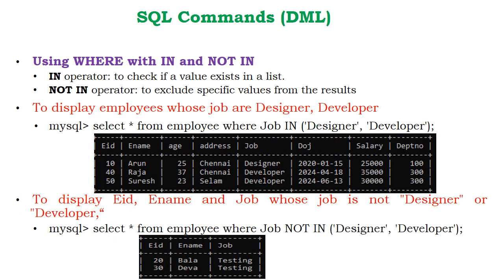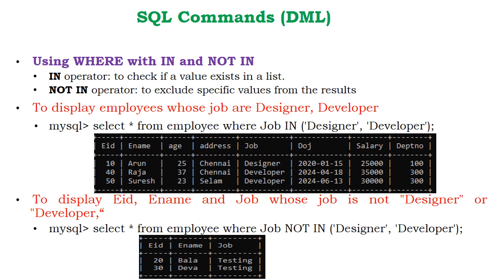Next one is IN and NOT IN. These are membership operators. The IN operator checks whether the values exist in the list. NOT IN excludes the specific values from the result. For example, to display the employees whose jobs are designer and developer, how will we write the query? SELECT * FROM employee WHERE job IN ('designer', 'developer'). It will check whether designer and developer are present, and if present, it will display them.